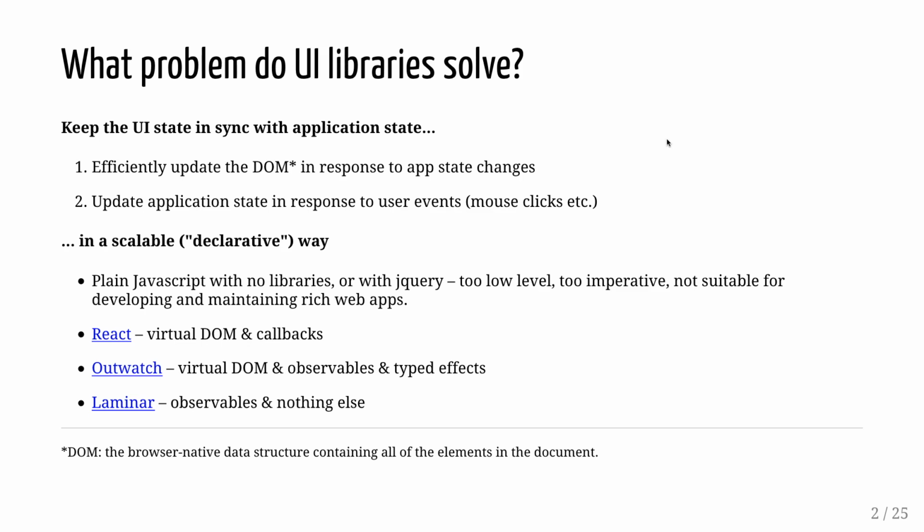React, for example, achieves this with Virtual DOM and callbacks. Outwatch, another Scala.js UI library, achieves the same with Virtual DOM and observables and typed effects. And Laminar just has observables, and well, we don't need anything else, and I do like this, to be honest. I'll explain why.